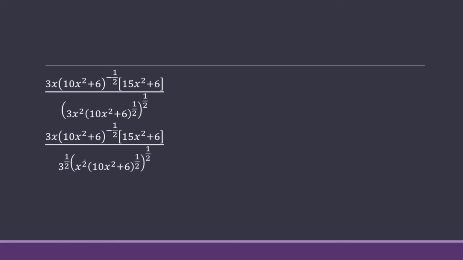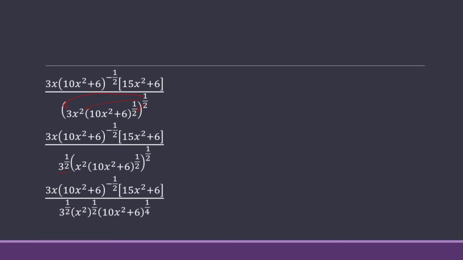Now for the next step, I distributed the 1/2 power. So the 1/2 went onto the 3, the x squared, and the 1/2. So it'll be 3 to the 1/2. I just left the inside the same here. I'm going to distribute in a second, but for now I'm just going to leave it as it is. So I just distributed the 3 to the 1/2. And now I'm going to break it up. So this is where I distribute the 1/2 to all the pieces. So it's x squared to the 1/2, and then 10x squared plus 6 to the 1/4. Because whenever you have an exponent to an exponent, you end up multiplying.